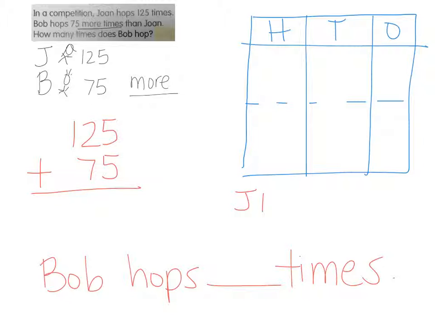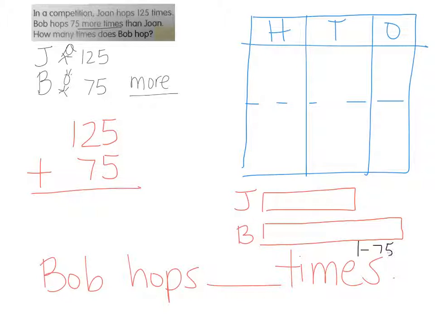This is Joanne. She has 125. This is Bob. And Bob has more. Do you guys agree with my picture? Yes. See? He has more. And he has these 75 more. From here to here, that's more. Do you guys agree? And Joanne has from here to here 125. Do you see how Bob has that part that's more? Right here. This is a 75 more.